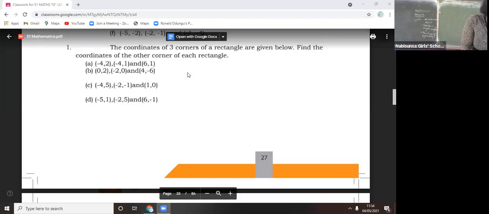Now we have moved from a square to a rectangle. What do we know about a rectangle? Because what we know about a rectangle will help us identify the missing corner point. So what do we know about a rectangle? Josephine? A rectangle has 4 sides.